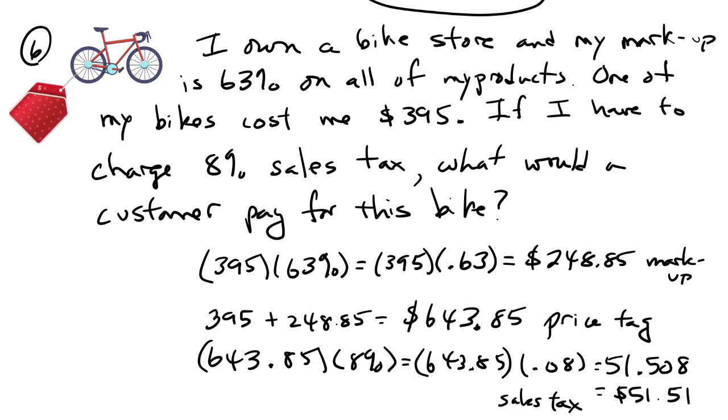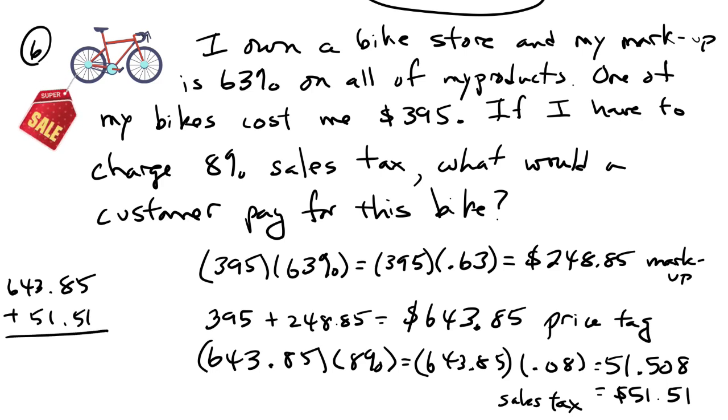So I have to then go back and take the $643.85, and I have to add the sales tax of $51.51, and I get $695.36. Writing down the steps and marking what it is you are finding will help you solve these problems.